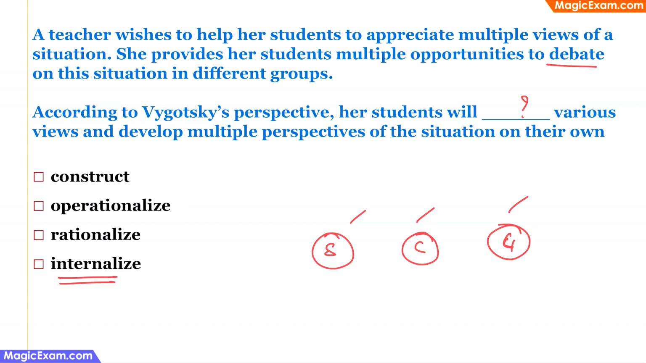That is, once they receive all these little bits of information and once they internalize it, then they will process it and then they will construct knowledge out of it. That is, they will develop multiple perspectives on their own. That is, they will construct knowledge on their own using the inputs or the information that they receive from various sources.